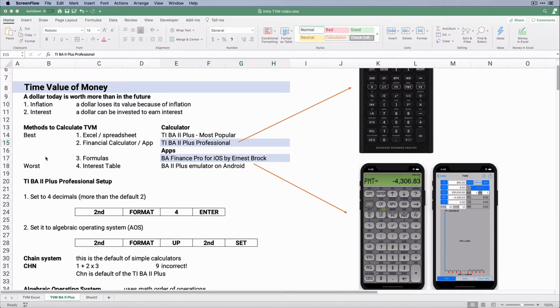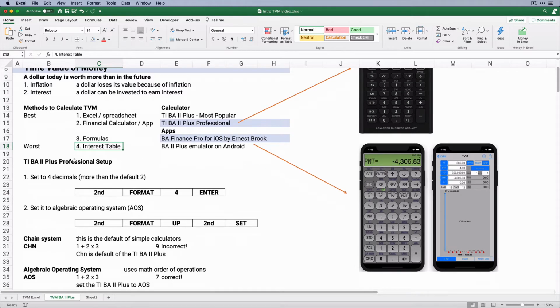Now, the other two ways to calculate this is using formulas, which is kind of clunky and a little more difficult to do. And the worst way is to do an interest table. It's just not precise enough, and you'd have to have a table to calculate something. So it's not a very good method. So I recommend you either use a spreadsheet like Excel, or you use an app or the financial calculator.